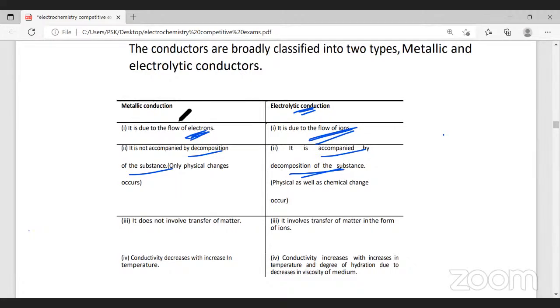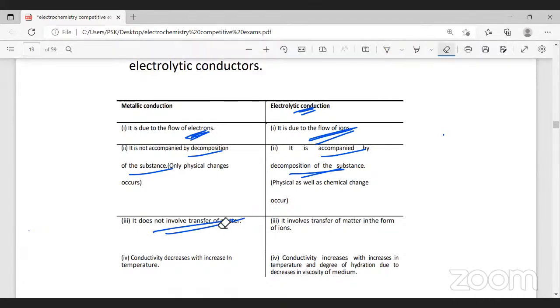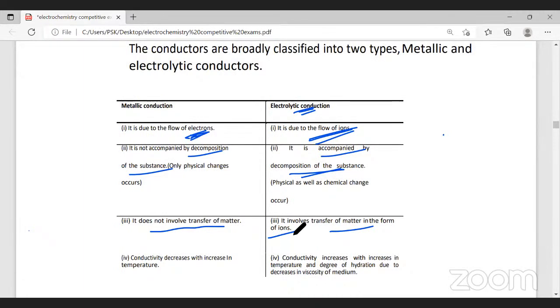Second difference. In case of metallic conductor, there is no transfer of matter. Matter does not get transferred. But in case of electrolytic conductor, we learned metals will move towards cathode, negative charge will move towards anode. That means the movement of matter is there. Transfer of matter is involved in electrolytic conduction. And in case of metallic conductor, conductivity decreases with increase in temperature. Remember, as the temperature increases in metals, resistivity also will increase. Therefore, conductivity will decrease. But in case of electrolytic conductor, conductivity will increase with increase in temperature.